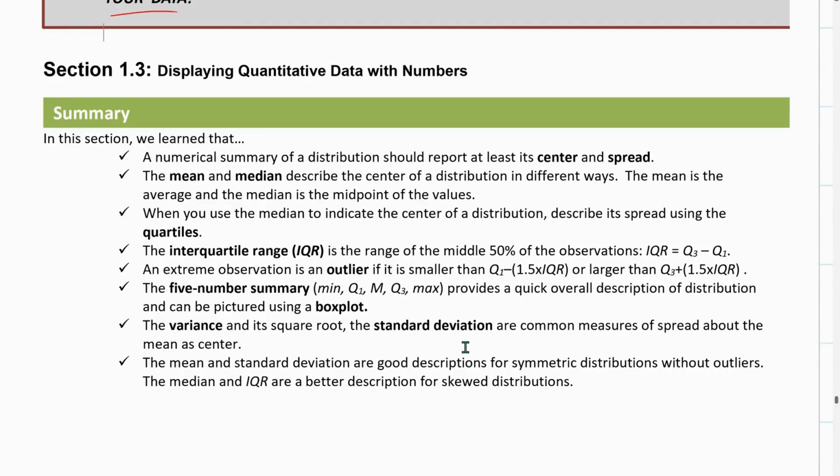All right, so here's our summary. Remember that we have SOCS, which is an acronym to help us remember all the things we need to talk about when we summarize a distribution. We have centers, we have spreads like IQR and standard deviation. And then we have different ways to plot. And that finishes up our 1-3 lecture and finishes up our chapter 1 lectures.